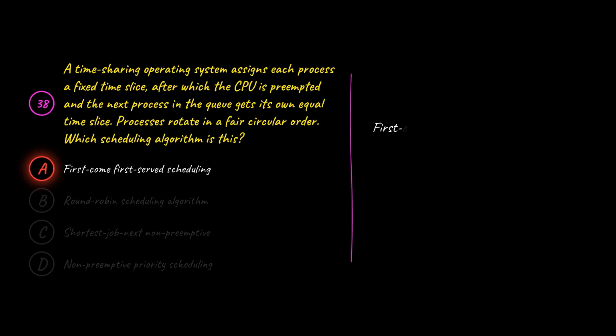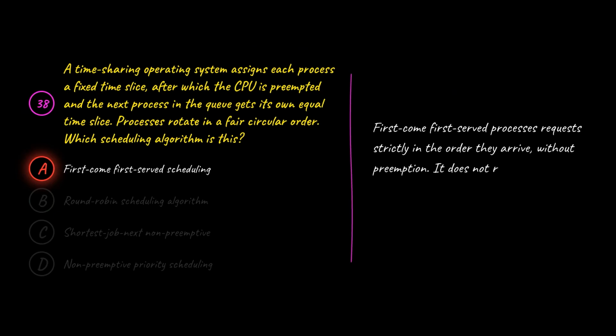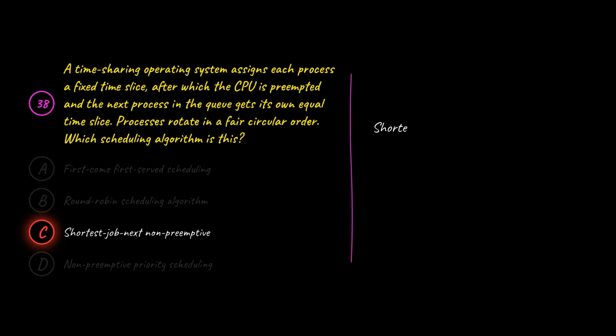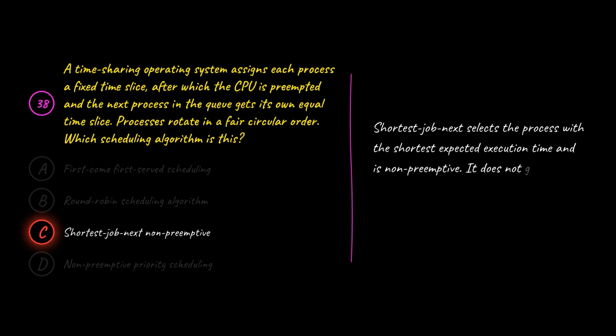A is wrong because first-come, first-served processes requests strictly in the order they arrive, without preemption. It does not rotate processes through fixed time slices, but lets each job run to completion before the next one begins executing. C is wrong because shortest job next selects the process with the shortest expected execution time and is non-preemptive. It does not give every process equal rotating time slices, but rather picks whichever job is expected to finish most quickly.